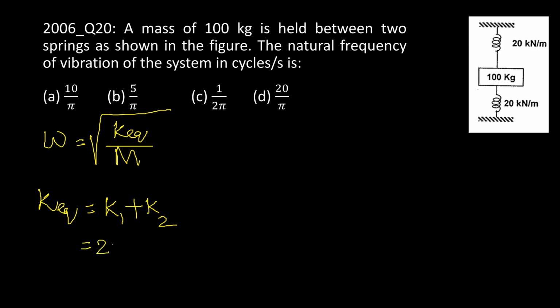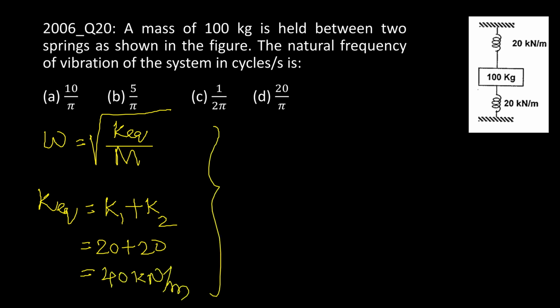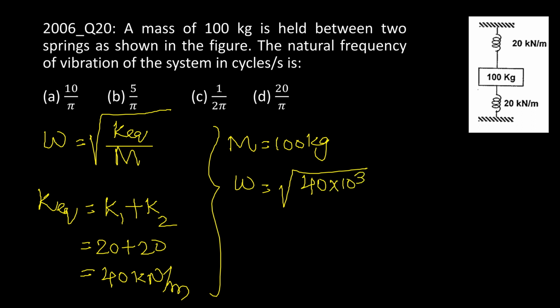So 20 plus 20, that is equal to 40 kilonewton per meter and the mass in the system is 100 kg. So omega is equal to square root of K equivalent, that is 40 kilo is 10 cube, over mass m, that is 100 kg. 40,000 by 100 is equal to 400. So square root of 400 is equal to 20 radians per second.